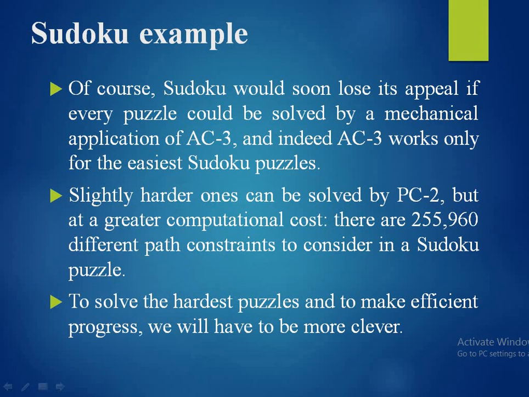Of course, Sudoku would soon lose its appeal if every puzzle could be solved by a mechanical application of AC3, and indeed AC3 works only for the easiest Sudoku puzzles. The slightly harder ones can be solved by PC2, but at a greater computational cost. There are almost 255,960 different path constraints to consider in a Sudoku puzzle. To solve the hardest puzzles and to make efficient progress, we will have to be more clever.